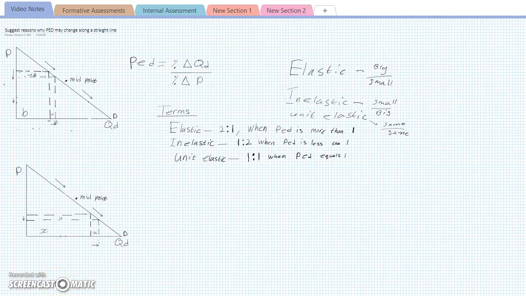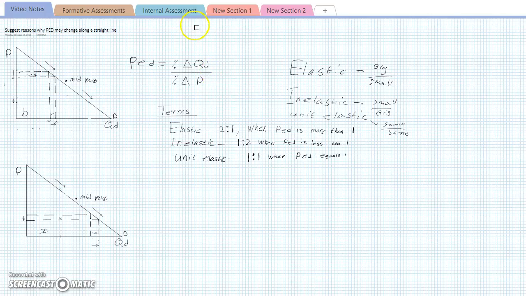So today we're going to be talking about suggesting reasons why PED may change along a straight line, and I've split this up into two diagrams. It's just easier to compare them both by looking at them separately. Terms we're going to be using today: elastic, inelastic, and unit elastic. Elastic is when PED is more than 1, inelastic is when PED is less than 1, and unit elastic is when PED equals 1, or they're proportionate to each other.